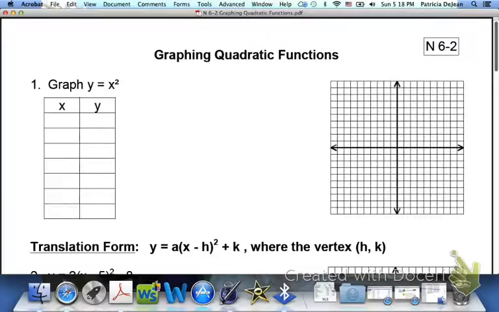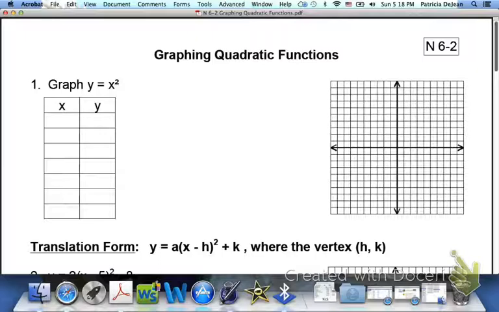Alright, we're trying out a new software today for 6.2, which is graphing quadratic functions. We talked about the difference in a function and a relation, that all functions are relations, but all relations are not functions. And we talked about the vertical line test, a way to tell from a graph whether something was a function or not. And we talked about parent functions.